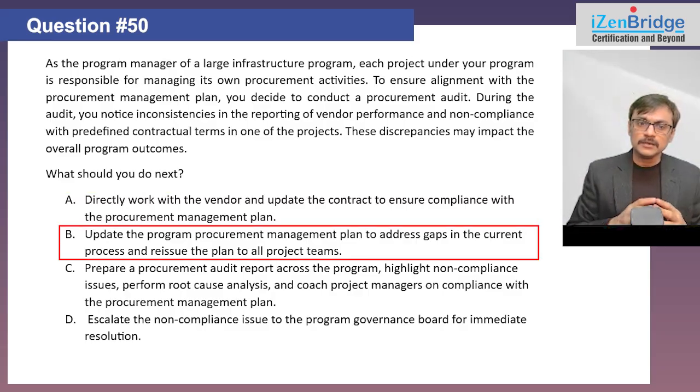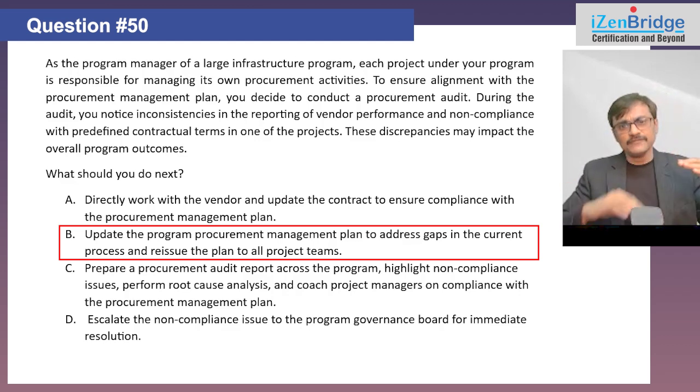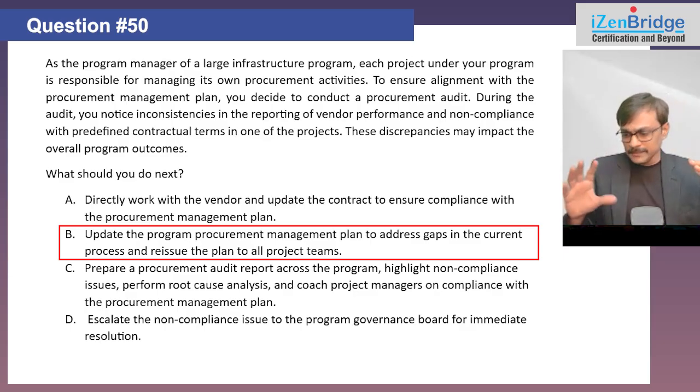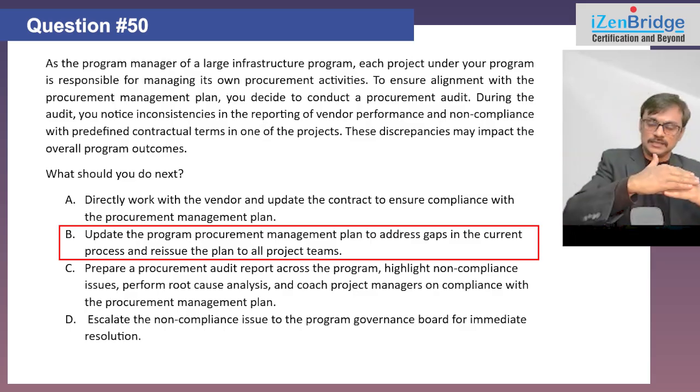Option B, update the program procurement management plan to address gaps in the current process and reissue the plan to all project teams. So say when I'm doing an audit and finding a gap, I don't have to change the benchmark against which I am conducting the audit. That could be a futuristic thing. But first thing, I need to find out why there is a gap. And then I can probably do a lesson learned activity to find out, oh, the gap is actually a good gap. Yeah, we probably need to change the reference itself.